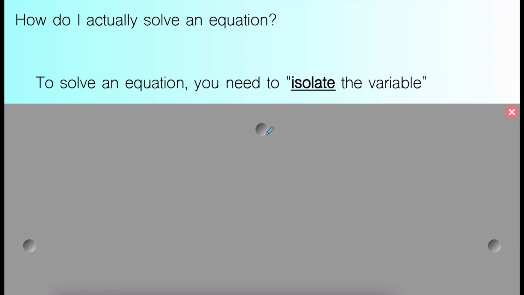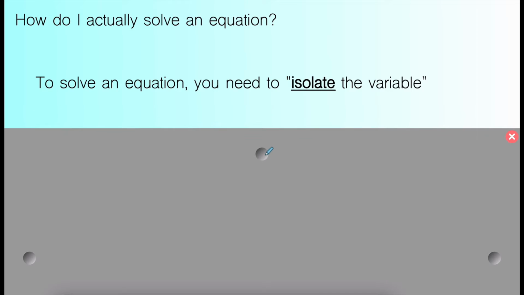So to solve an equation, the first thing I want you to know is that you need to be able to, let's look at this phrase, isolate the variable. What does it mean to isolate something? If you're isolated from the rest of the class, that means you're all by yourself. When we use this phrase, and you will hear it a lot in different math classes, when someone says to isolate the variable, that means you want to get x, the variable, all by itself. You want to get rid of all the other junk that's with it.